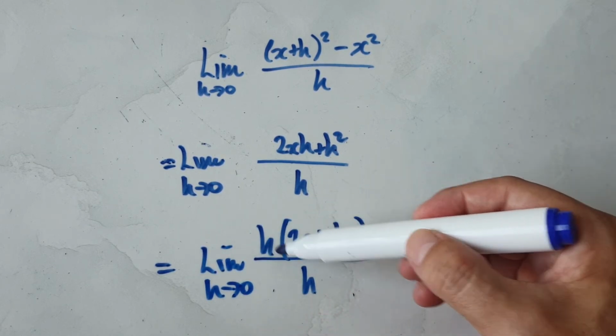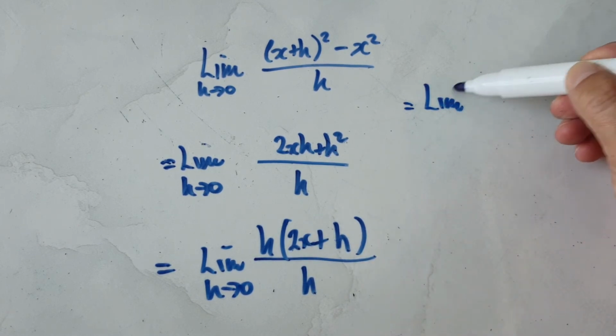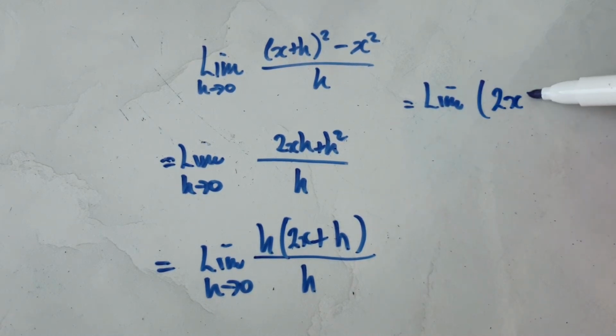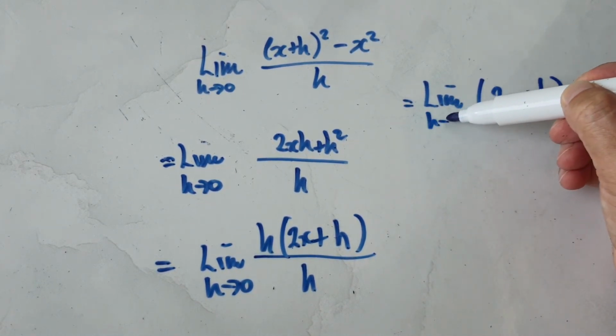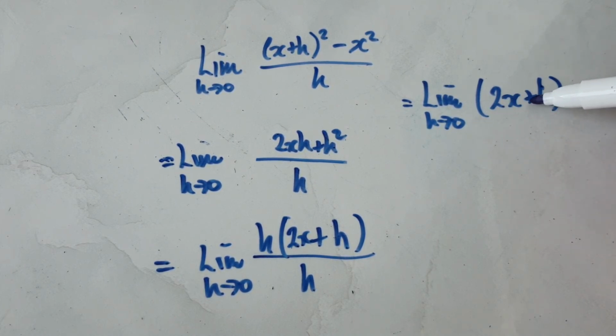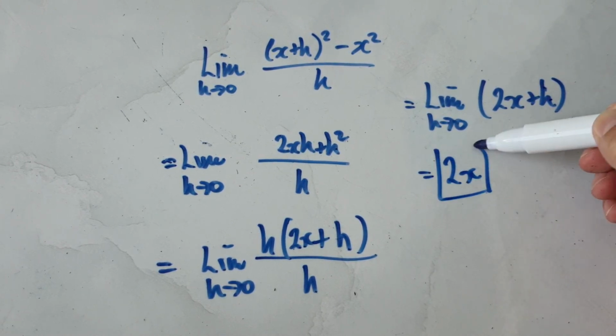Now the two h's cancel each other out, giving you the limit of 2x plus h as h tends to 0. Now imagine this h heading towards 0. So all that's left will be 2x plus 0, so that would be 2x. So this is your final answer. Okay?